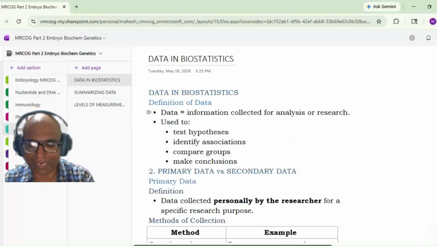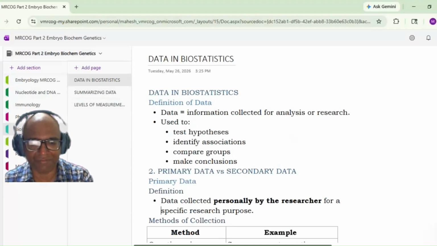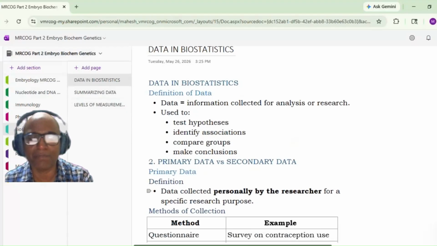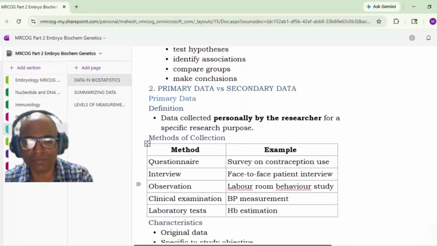So what exactly is primary data? Data which is collected personally by the researcher for a specific purpose is the primary data. When the researcher collects the data himself for a specific purpose, it becomes primary data. What are the methods of collection? The researcher may use questionnaires, interviews, observations, clinical examination, or lab tests.